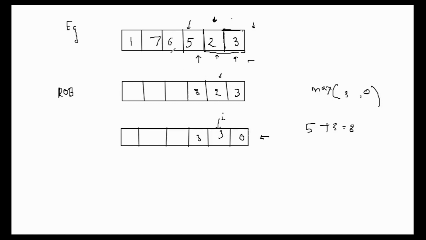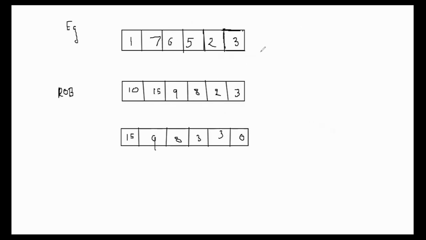Again, similarly, we'll calculate for 6 also. If I rob at this place, my answer is 6 plus no robbing at the adjacent index, so 6 plus 3 is 9. And if I do not rob at this place, my answer is the maximum of 8 and 3, which is 8. So in the same way, I'll fill both the places. As you can see, we have filled both the arrays.